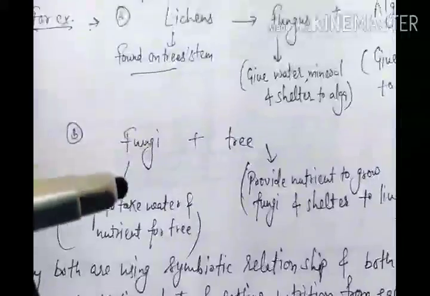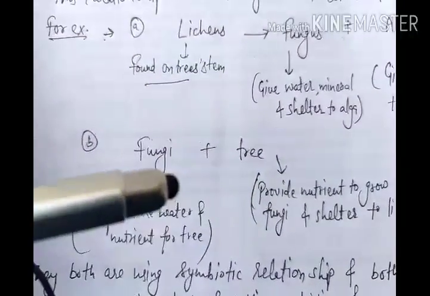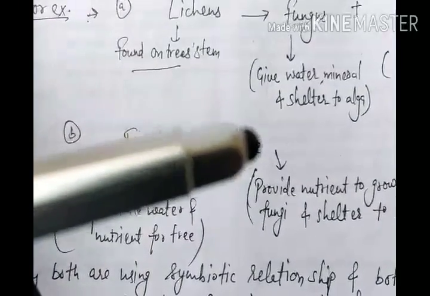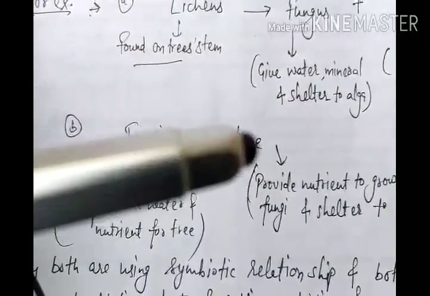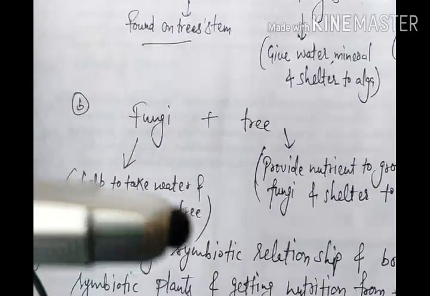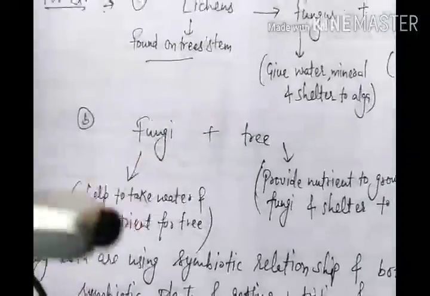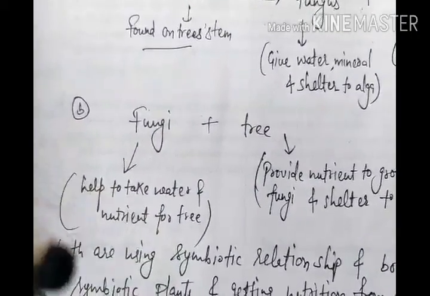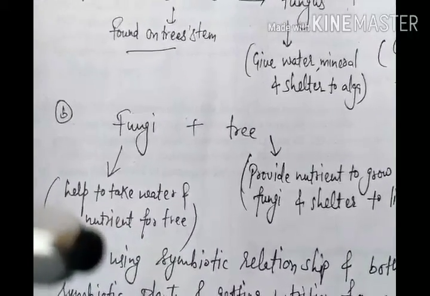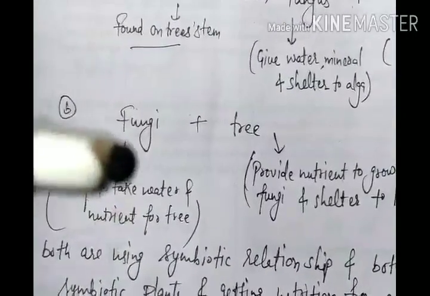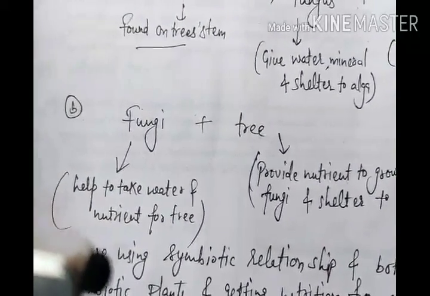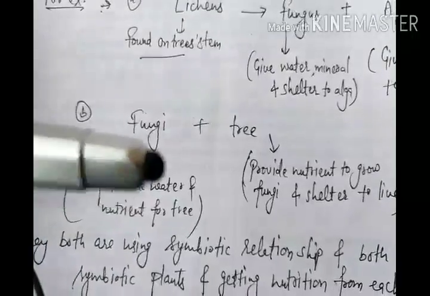The second example is fungi and tree. That means fungi live on a tree. So why can fungi live on a tree? Fungi help to take water and nutrients from the soil and give them to the tree. That is the main function of fungi for the tree. You know about the water that we give to the tree, and the nutrients are given by the soil. So that water and those nutrients can both be given by fungi to the tree.